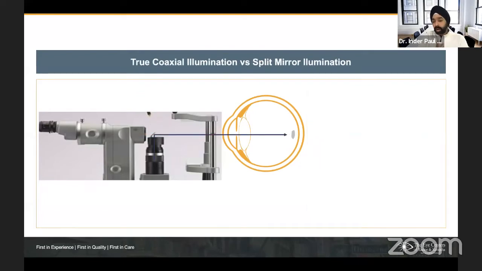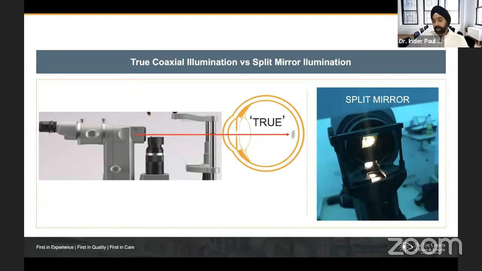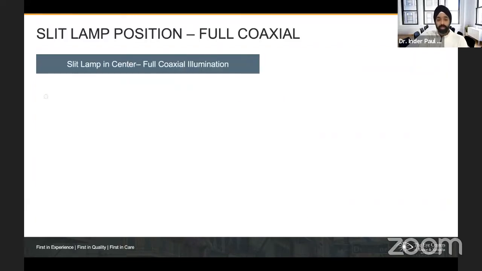There are other laser companies that have come out with Vitreolysis type of lasers that have something called a split mirror system that has two different mirrors. That's a little different. It actually takes two mirrors and converges the light. But when you move the slit lamp oblique, you lose that coaxial illumination. So the LX laser is the only one that has that true coaxial illumination.